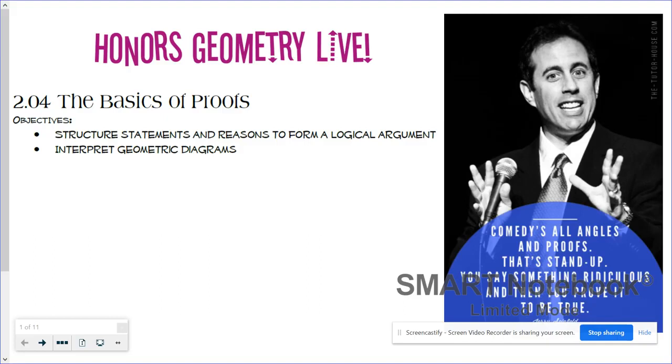Okay, so in class today, we looked at the basics of proofs. We're going to talk about what assumptions we can make from a diagram, what conclusions we can draw from given information, and then we're going to take a look at some pretty basic proofs. Exciting stuff. Let's get started.